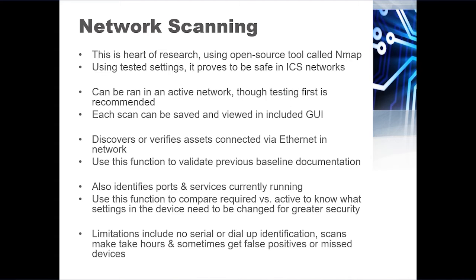Each scan can be saved and viewed in the included graphical user interface of Nmap, which makes it nice and easy so you can save the scans and later go look at what devices and what ports and services were discovered and compare them to your baseline documentation. These scans only discover or verify assets that are connected via Ethernet, though. And you'd use this whole function to validate, as I mentioned, the previous baseline documentation, to understand that what you found matches what you physically saw or think you have in your network. And then you can correct any discrepancies.